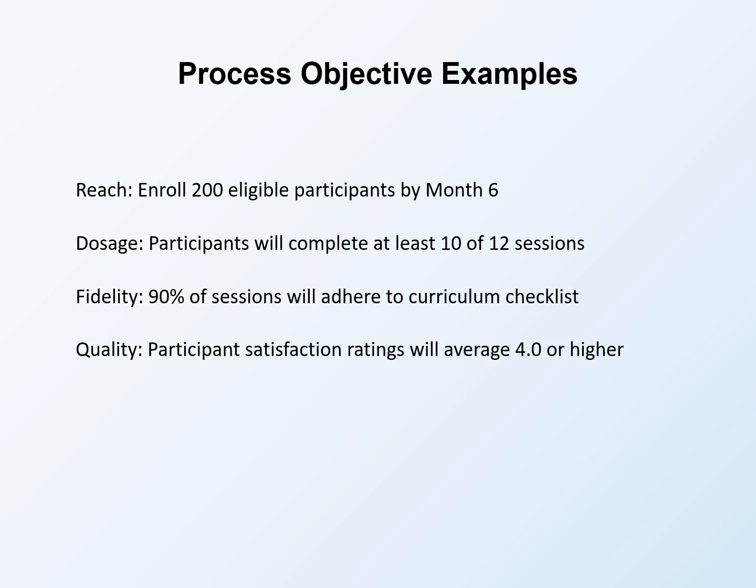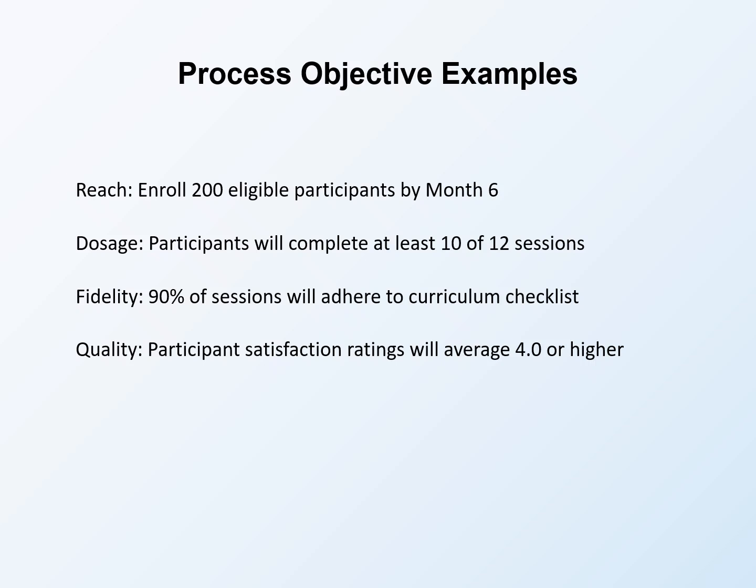Examples illustrate well-constructed process objectives. A reach example is to enroll 200 eligible participants by month 6. This specifies who, how many, and when. Enrollment can be verified through records. A dosage example is that participants will complete at least 10 of 12 sessions. This sets a threshold for adequate participation.